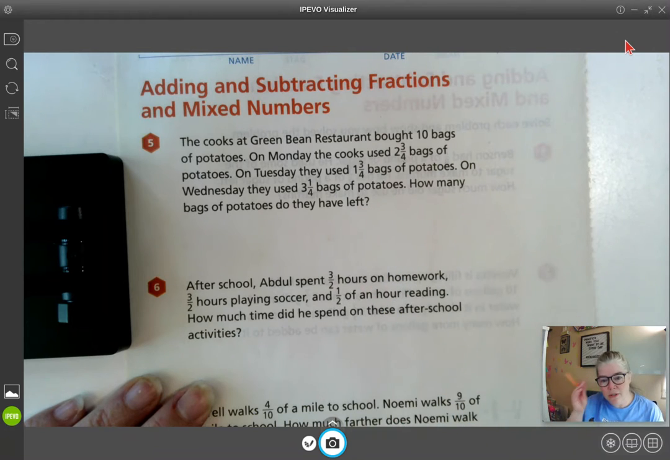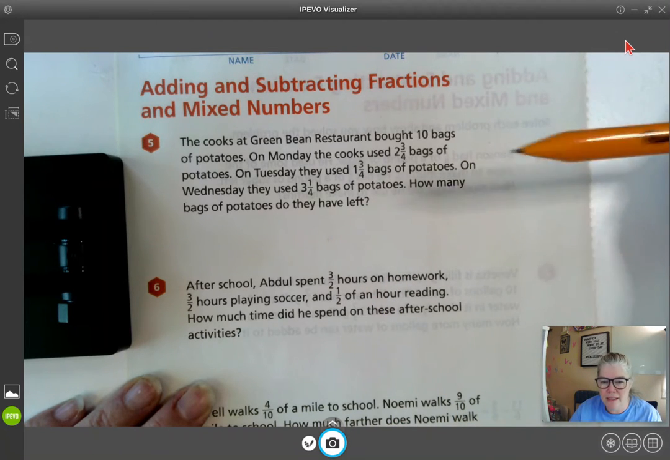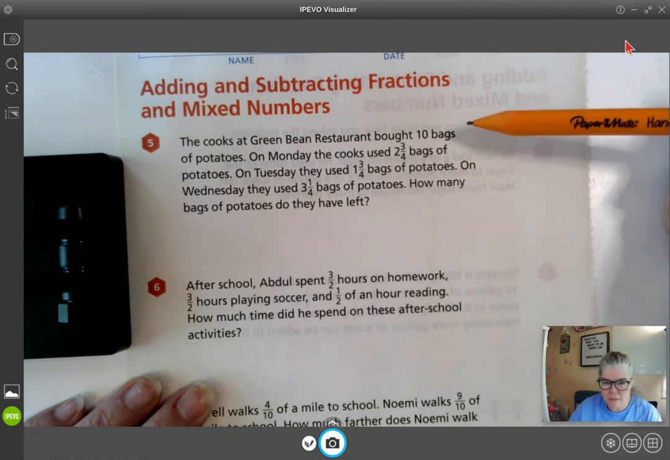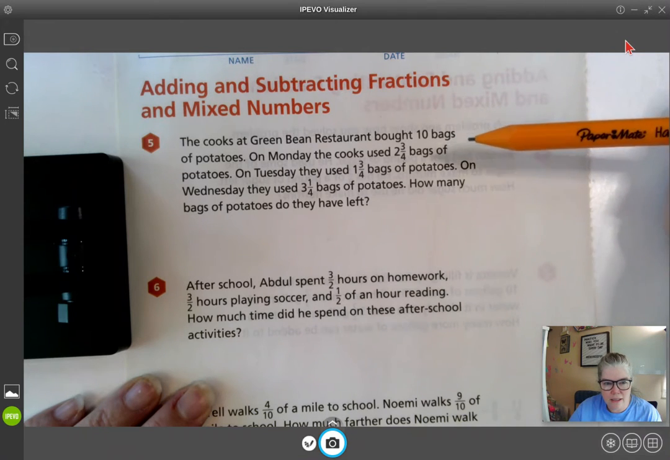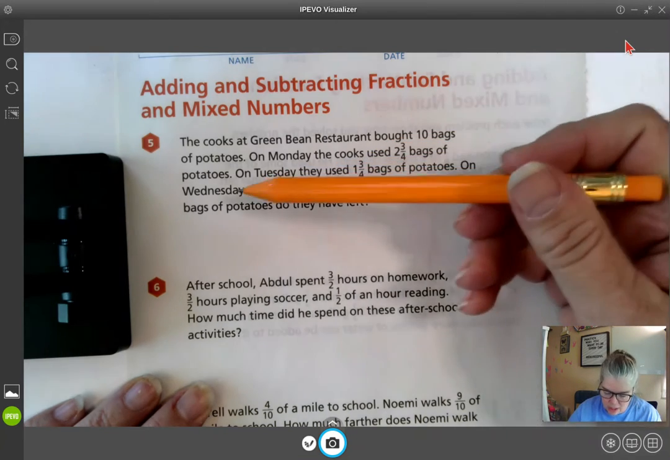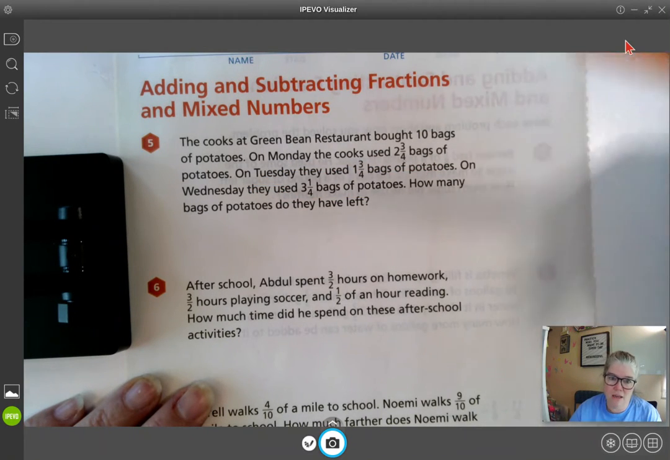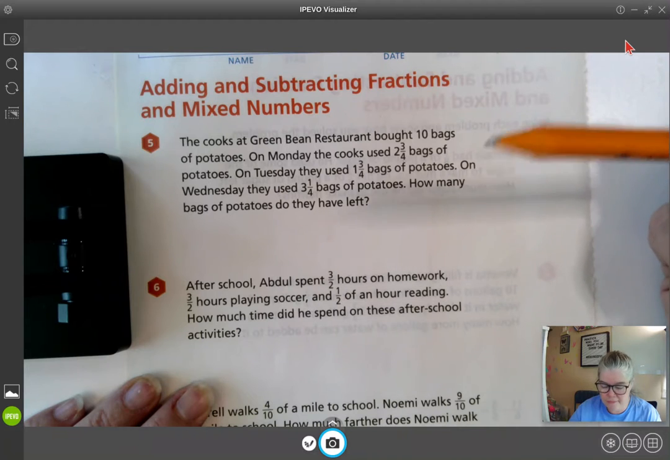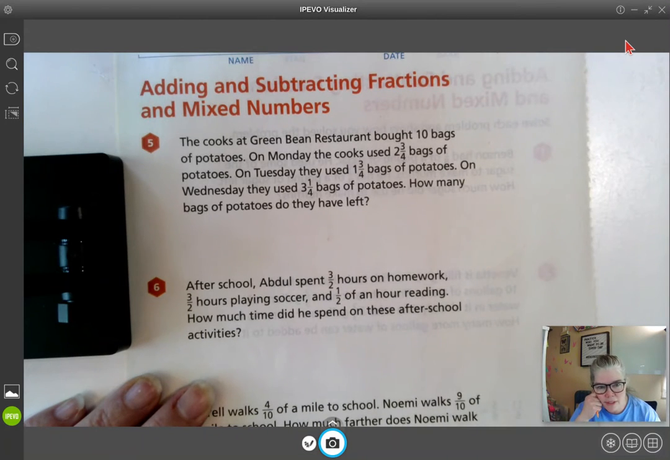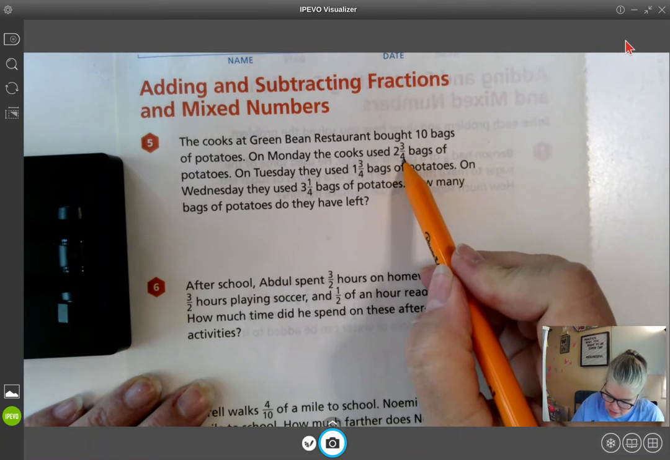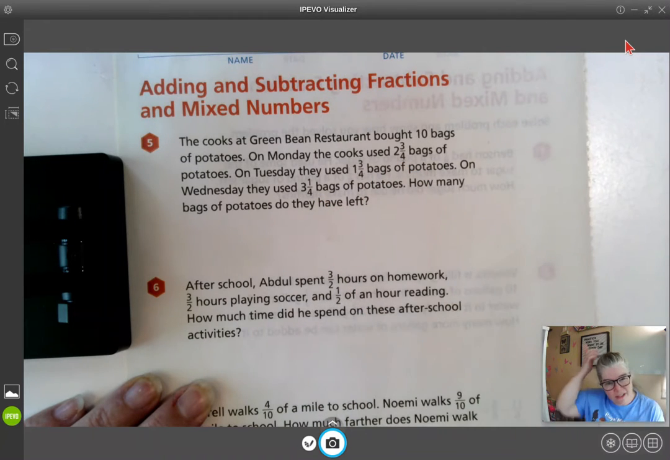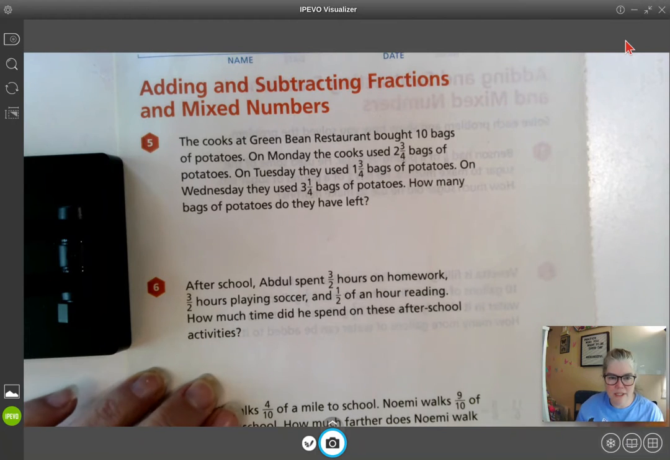So first, when I do a story problem, it helps me to think, well, I need to picture this problem. So I'm picturing it. There are 10 bags, and each day, Monday, Tuesday, and Wednesday, they use some more of the potatoes. So they keep taking from the 10 bags that they started with. Now I'm going to think about the numbers that I'm using. So I know I'm taking away, and I'm taking away fractions. So I've got fourths and fourths and fourths. So I need to find out how many they've got left, and they started with 10 bags.